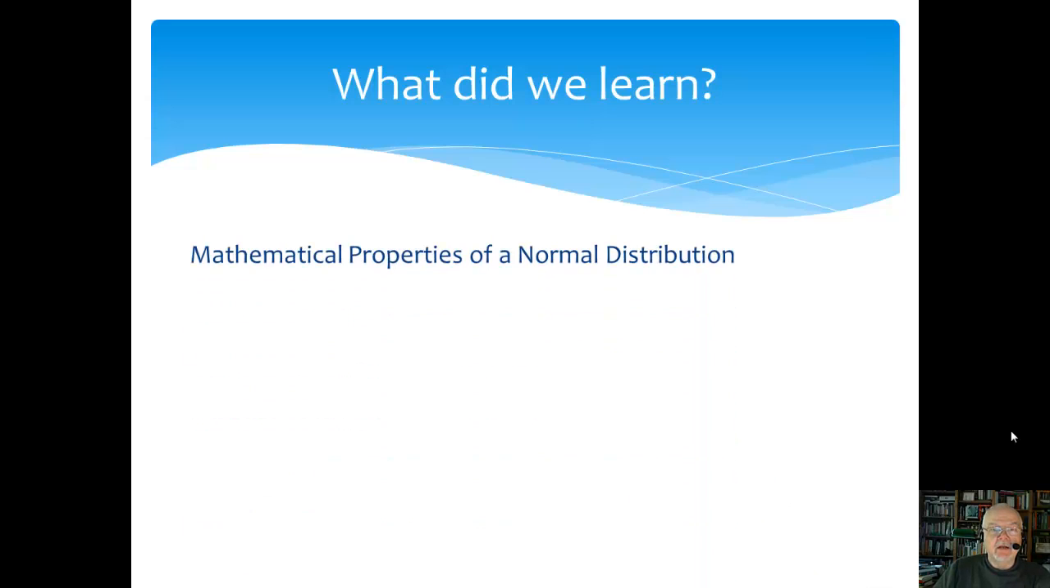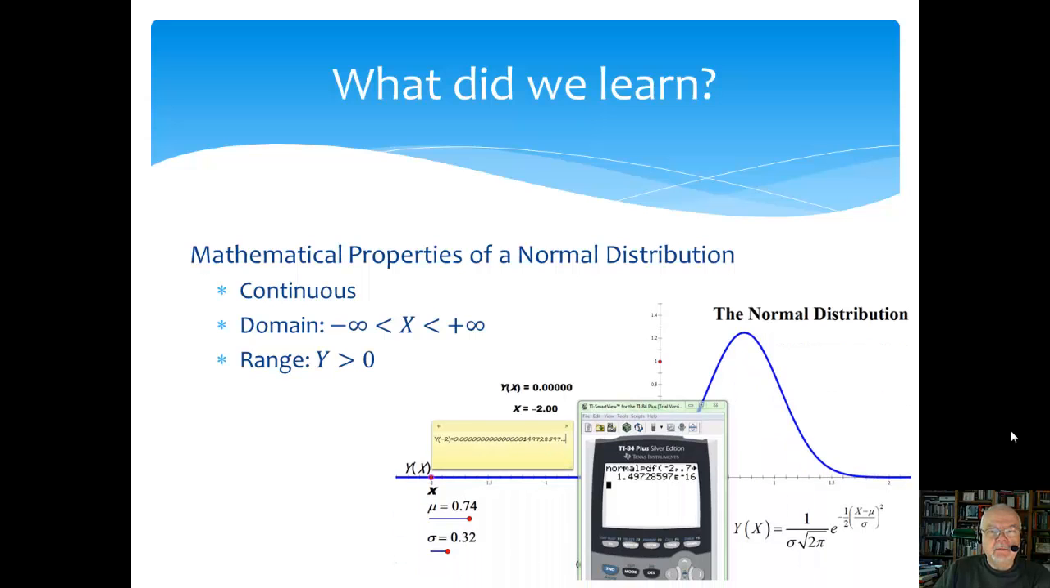We also learned some mathematical properties of a normal distribution. We learned that the function y of x is continuous. That is, when we plot it, there are no gaps at all, unlike binomial distribution, which was a discrete distribution. The domain of x can then be any real number, going towards negative infinity or positive infinity. And the range of y is any number greater than 0, but it can never ever equal 0, which I find somewhat remarkable. We showed that even a short distance away from the mean, the y value gets to be very, very small.